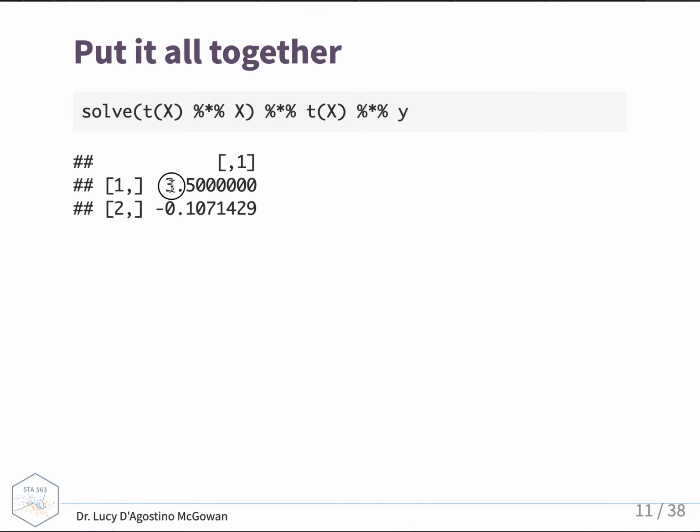So this is beta hat 0, and this is beta hat 1 for my small data set with those five observations. So beta hat 0 is 3.5, beta hat 1 is negative 0.107.